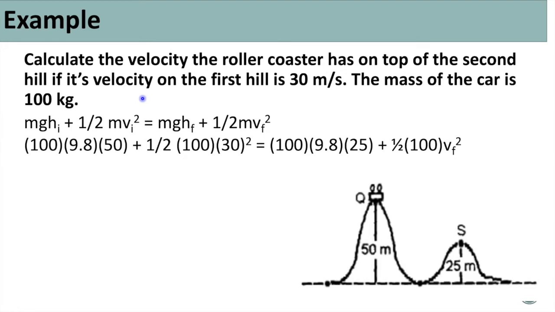I highly encourage you to write this down when you're solving these problems. Don't just start typing things in the calculator, because it's really easy to flip numbers around and get the wrong answer by accident. So our mass is 100 times 9.8 times our initial height of 50. So that's our first part. Then plus 1/2 times our mass again of 100 times the initial velocity on the first hill, 30 squared, equals the mass of 100 times 9.8 times the height of the second hill, which is 25 that we get from the diagram, plus 1/2 times the mass of 100 times final velocity squared, which is what we're solving for.